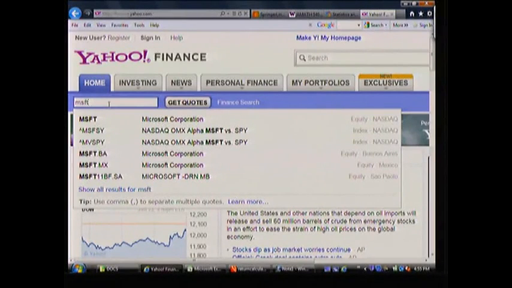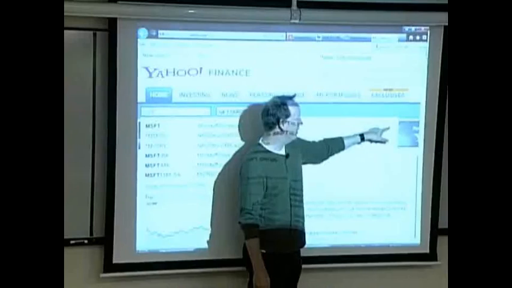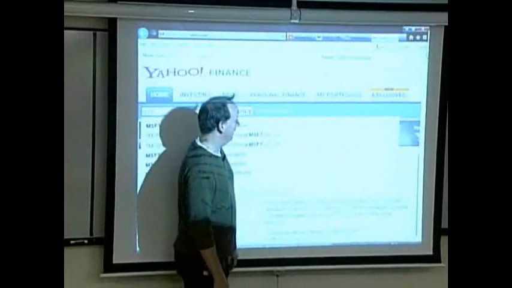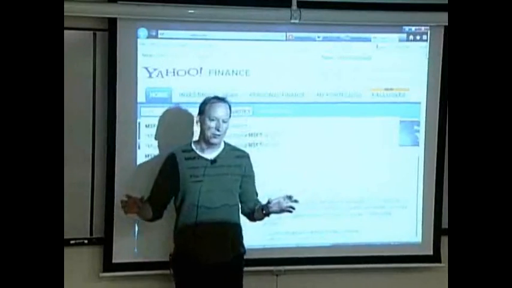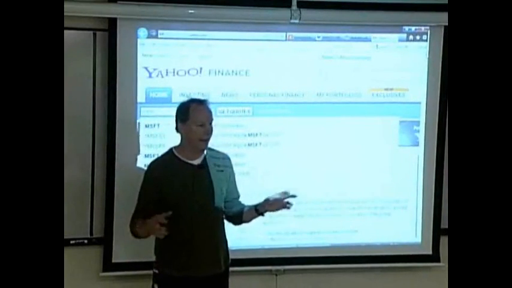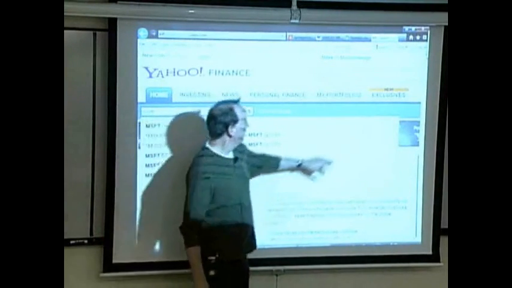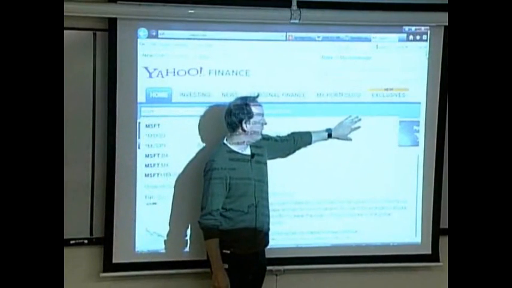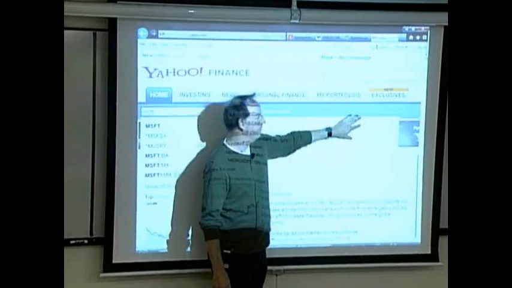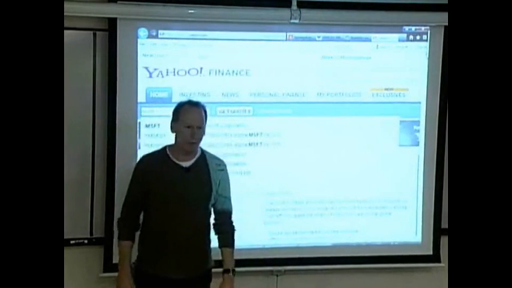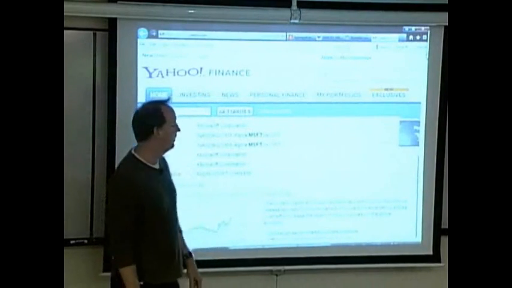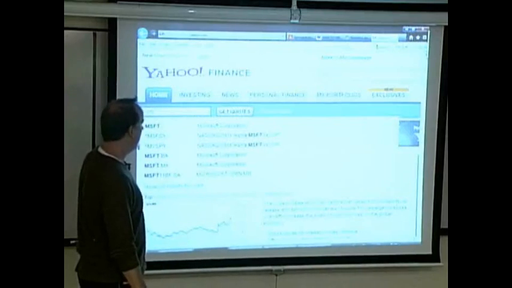And what type of security is this? It's an equity, so it's a stock. And this is the exchange that it's traded on, the NASDAQ. This is the National Association of Security Dealers Automated Quoting System. There are two main stock exchanges in the US, the NASDAQ and the NYSE. NASDAQ stocks tend to have more younger companies, technology-oriented companies. The New York Stock Exchange tends to have more established companies and so on.